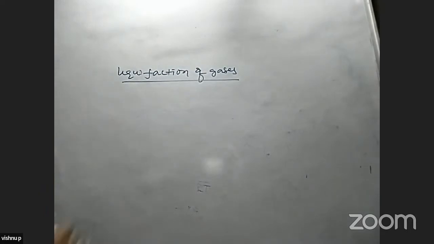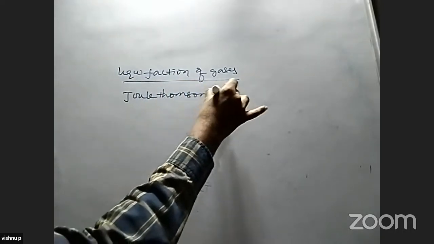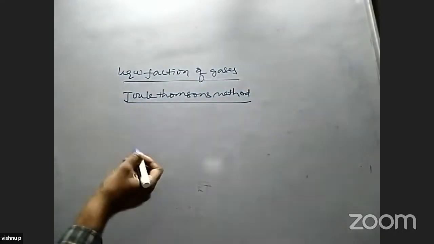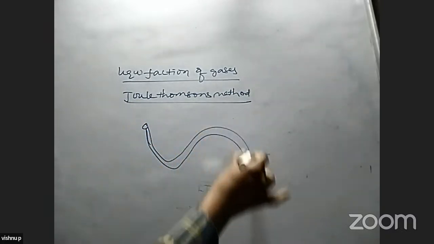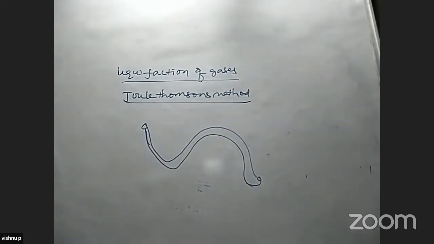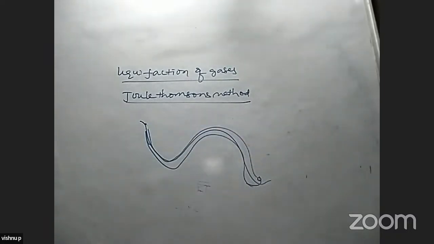And the next concept is how gases can be converted into liquids. This is called liquefaction of gases. There are two methods we use. One is called Joule-Thomson's method. Here, in this method, a gas is passed through a spiral tube which contains a very small nozzle. When gases move through this nozzle, they move from the high pressure to the low pressure side.